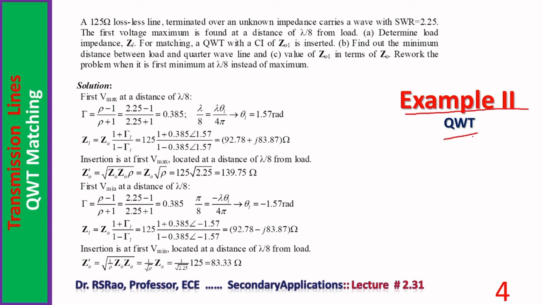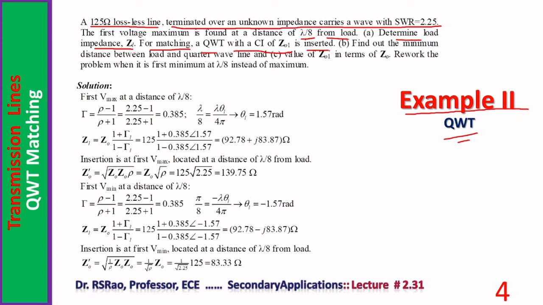This is also based on the quarter wave transformer. A 125 ohm lossless line terminated in an unknown impedance carries a wave with SWR 2.25. The first voltage maximum is found at a distance of lambda by 8 from the load. Determine the load impedance ZL. For matching, a QWT with a characteristic impedance of Z01 is inserted.